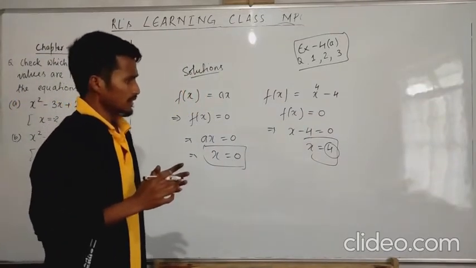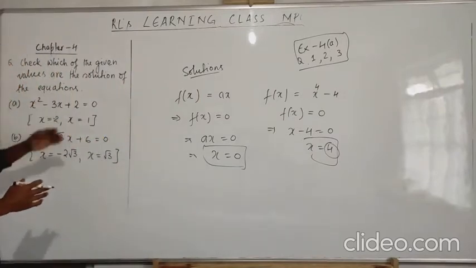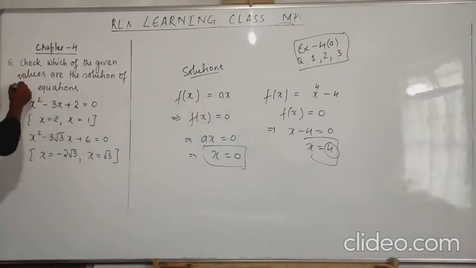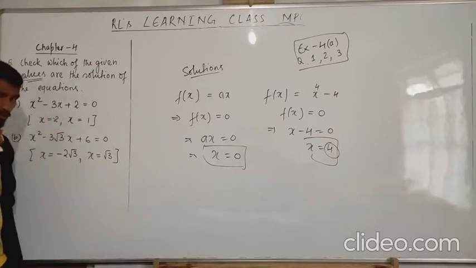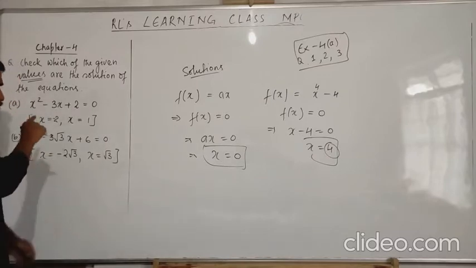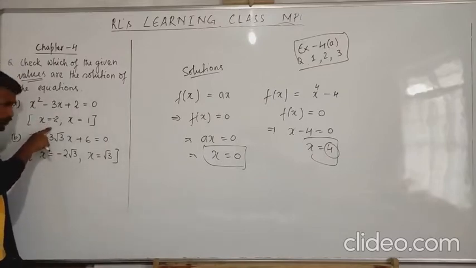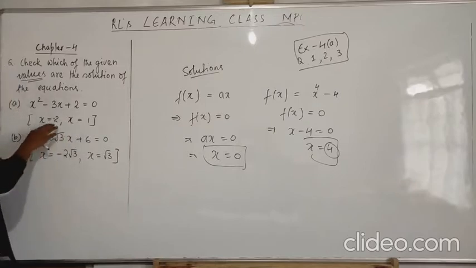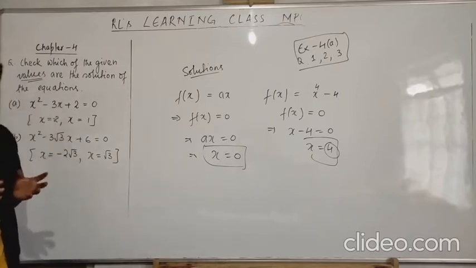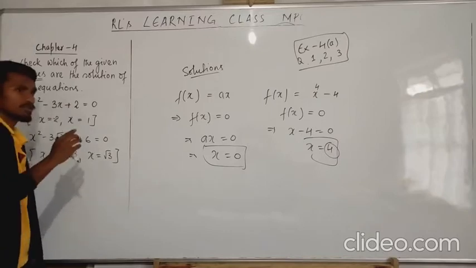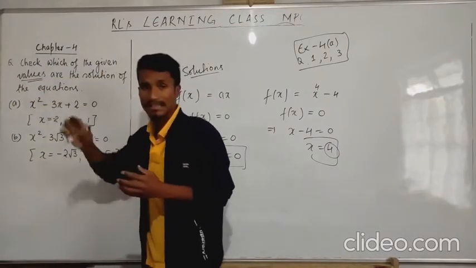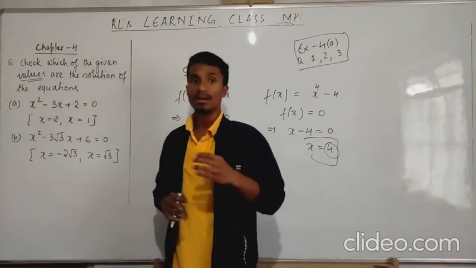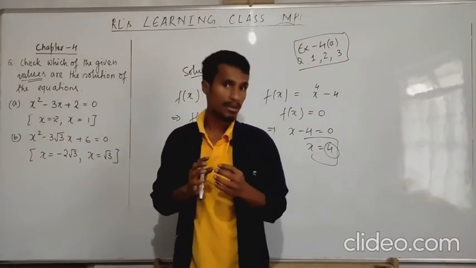Now look at this equation, and check which of the given values are the solution of the equation. Here x squared minus 3x plus 2 is equal to 0, and they give the values x is equal to minus 2 and x is equal to 1. Is minus 2 a solution of this or not? Is 1 a solution of this or not? To check whether minus 2 and 1 are solutions of the given equation, we have to get the whole equation to become 0.